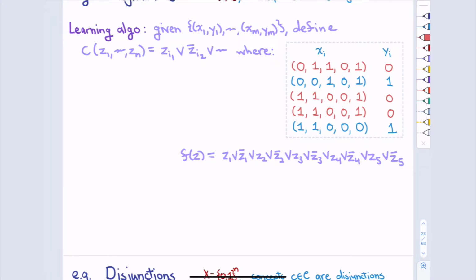All right, Z1, should I get rid of Z1? Okay, I guess because it would mislabel these rows. What about not Z1? Yes, I should eliminate. Okay. All right, what about Z2? Eliminate. Not Z2? Keep. We've got to keep her.